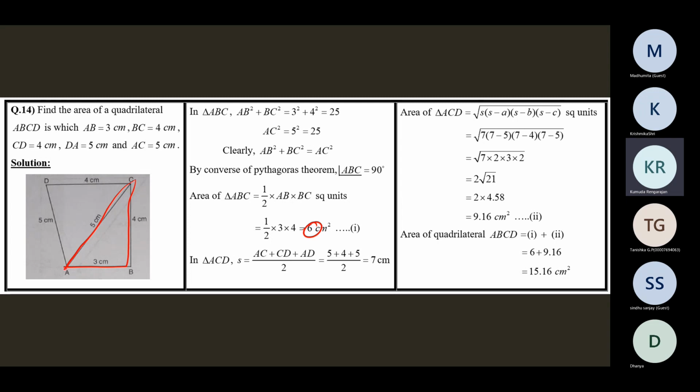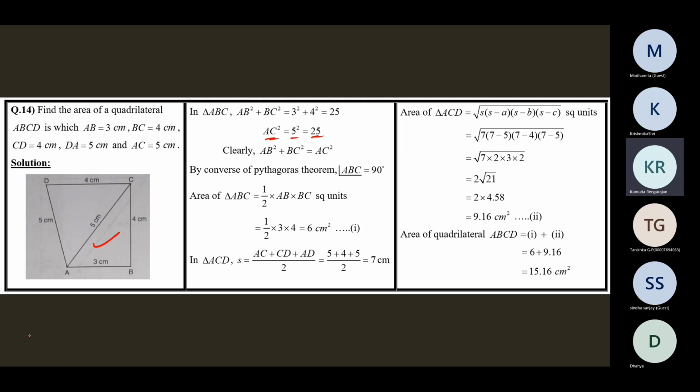In this triangle ABC, which is the longest side? What's the length of the longest side in triangle ABC? 5 centimeter. That is AC. Square that separately. AC squared, 25. Which are the remaining two sides of this triangle? 4 centimeter and 3 centimeter. AB and BC. So find AB squared plus BC squared. That is, square the longest side separately and find the sum of the squares of the remaining two sides.